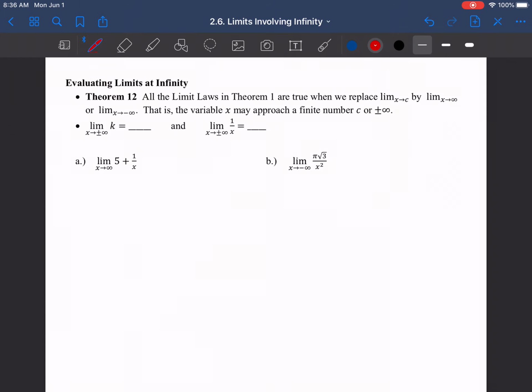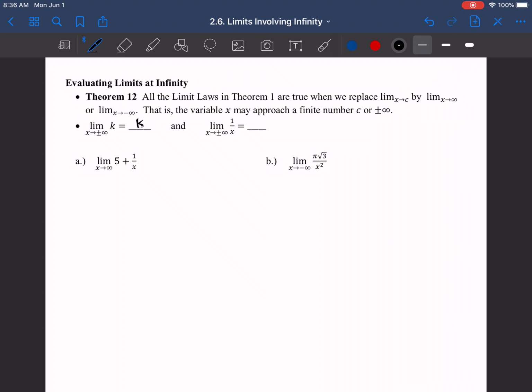All right? So now, evaluating limits at infinity. Theorem 12. All the limit laws in Theorem 1 are true when we replace limit as x goes to c by limit as x goes to infinity, or limit as x goes to negative infinity. That is, the variable x may approach a finite number c or plus or minus infinity. So here, the limit as x goes to plus or minus infinity of k is still just k. That was one of our limit rules. Remember that one, very important. The limit of a constant is just that constant.